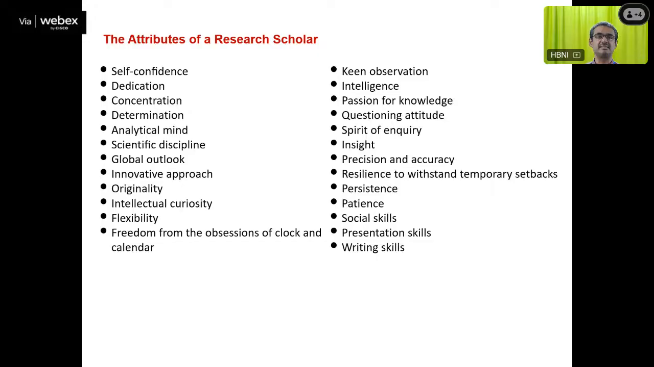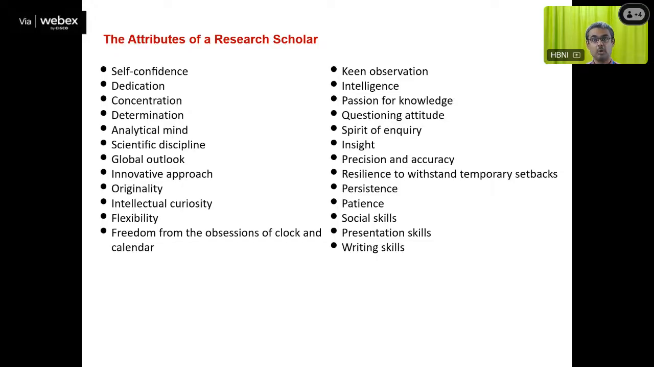Then we have persistence. Patience and persistence are linked with resilience. So persistently we have to show output and have patience. If we are having setbacks, we should have the patience to wait for the perfect time.